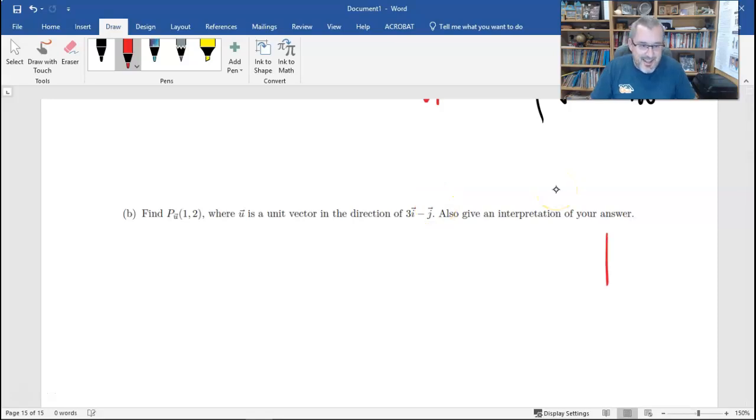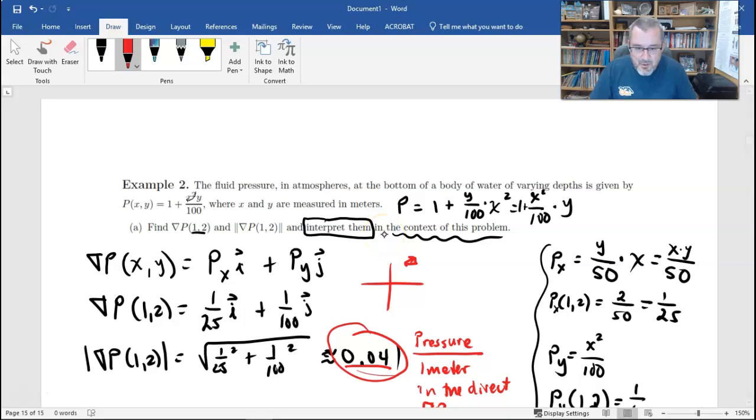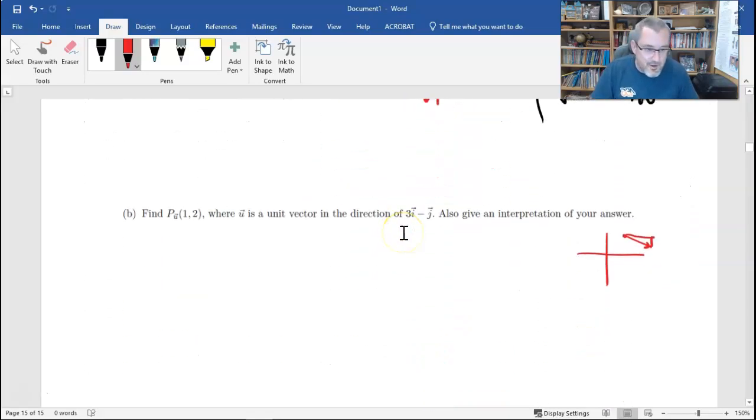So just to give you the sense, the vector 3i minus j, now we're at the point (1, 2), let's say that's here. The vector 3i minus 1j, not to scale, we would be heading in that direction. Now remember, we already know that at the point (1, 2), the greatest rate of change would be following the gradient vector. We are no longer following the gradient vector, which was that way. We are now following some other vector, and we want to still find the rate of change.